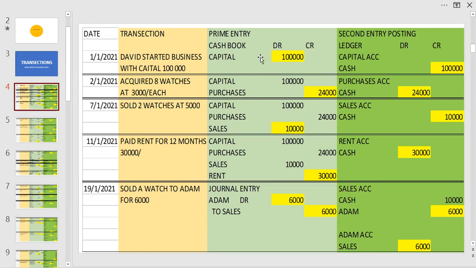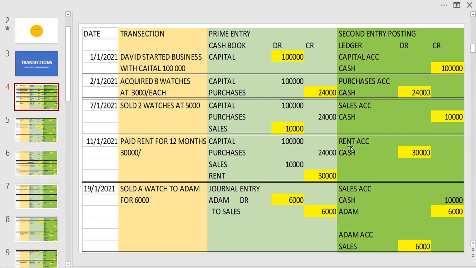Next one is acquired 8 watches at the rate of 3,000 each. So that is 24,000. These are for resale, therefore it will go under purchases, cash account credit, purchases account debit. Next transaction is 2 watches were sold at 5,000 each. So therefore it is 10,000 cash received, therefore cash book debit, sales account credit.